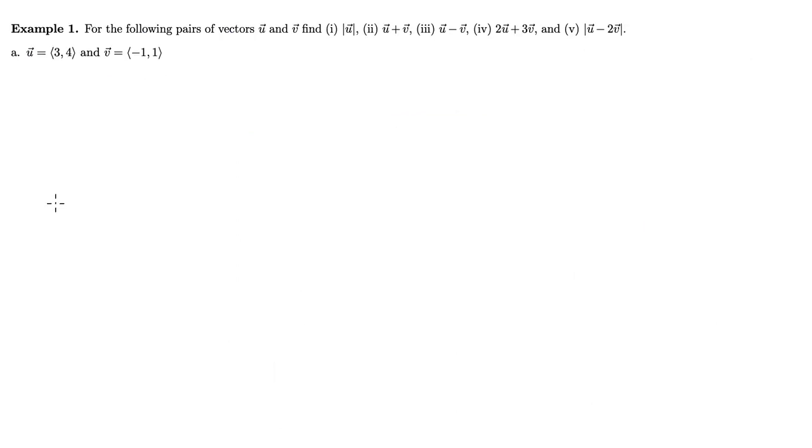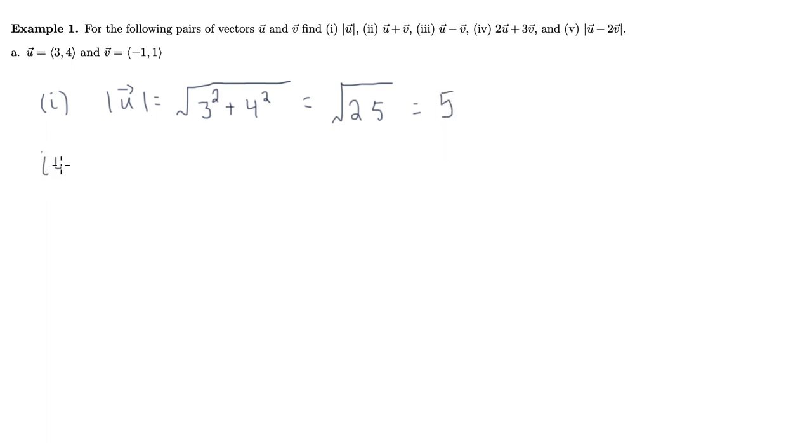The example gives us two vectors, and we want to find all of these things. So first, we want to find the length of u. Well, the length of u, remember, is the square root of the sum of the squares of the two components. So this is going to be the square root of 3 squared plus 4 squared, that's 25. And the square root of 25 is 5. So the length of u is 5.